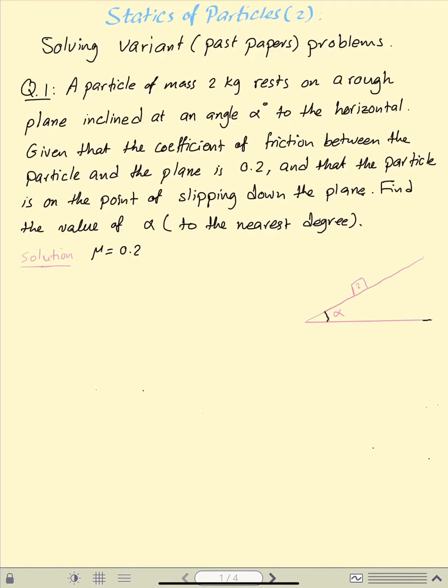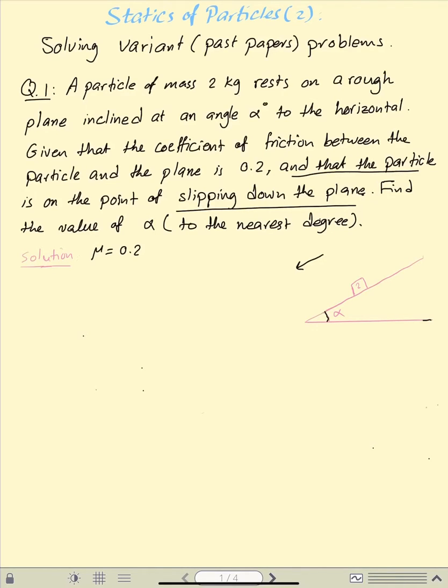But to indicate to the learner the direction of motion, look at the language used: the particle is on the point of slipping down the plane. This is the language to show the direction of motion in equilibrium problems. So this is the direction of motion, down the plane. It's not moving, but if it's willing to move, it will go down the plane. Find the value of the angle alpha to the nearest degree.